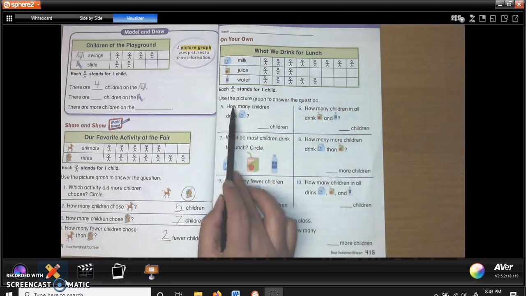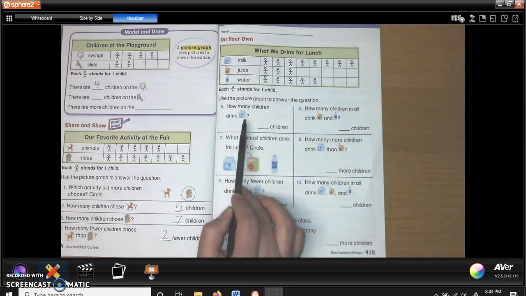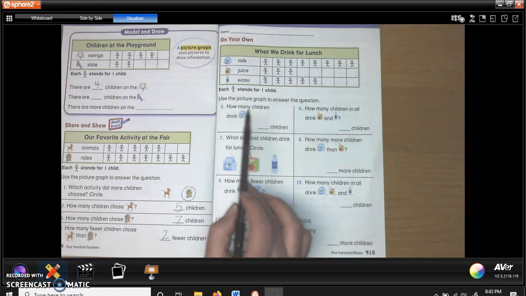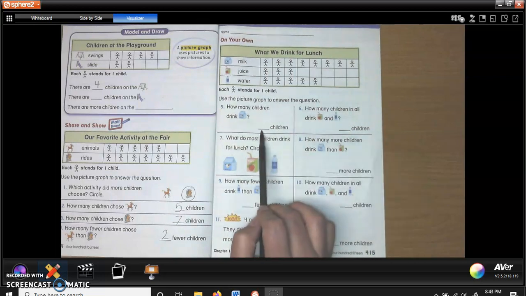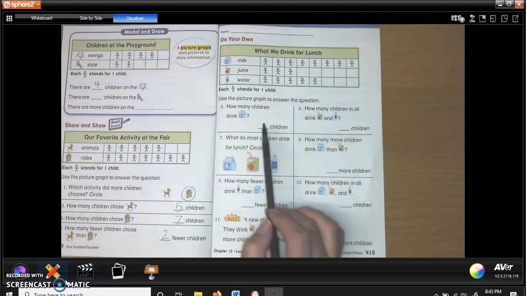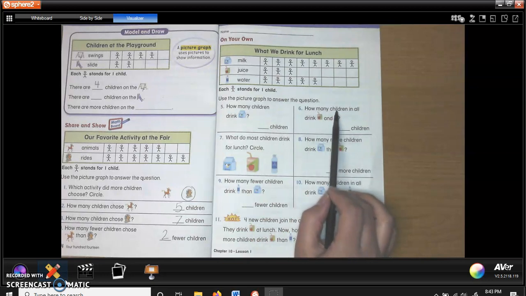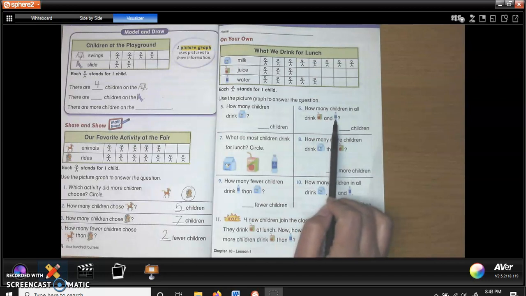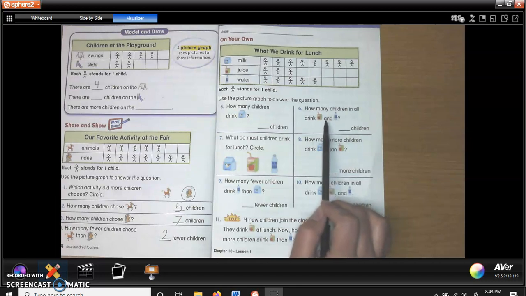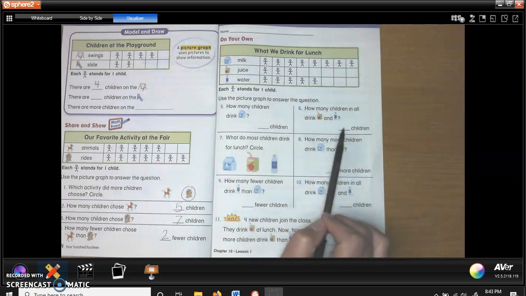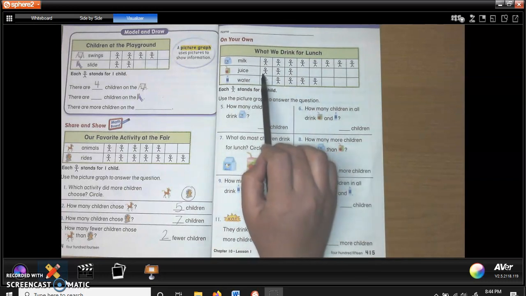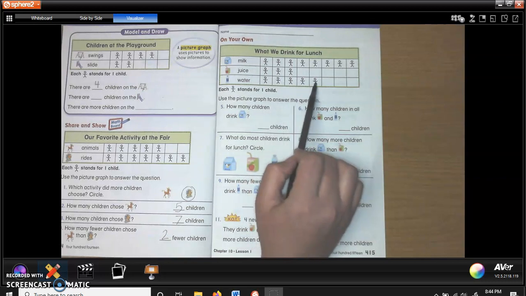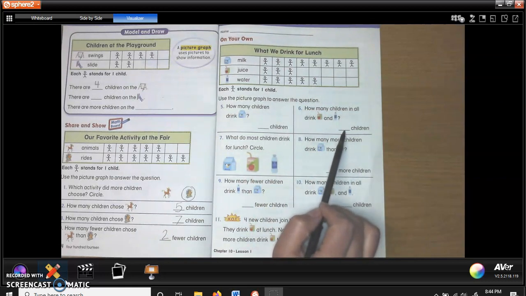So number 5 says, how many children drink milk? So you can go up here and count the children and write your answer down here. How many children in all drink juice and water? When they ask in all, that means you're going to have to count both of them. So I have juice plus water. So that means I need to count these ones and put my answer right there on that line.